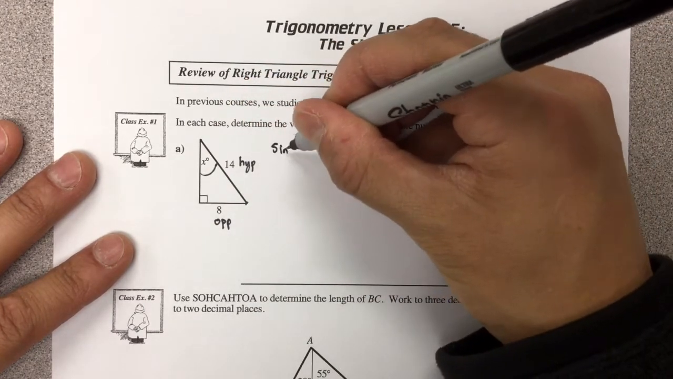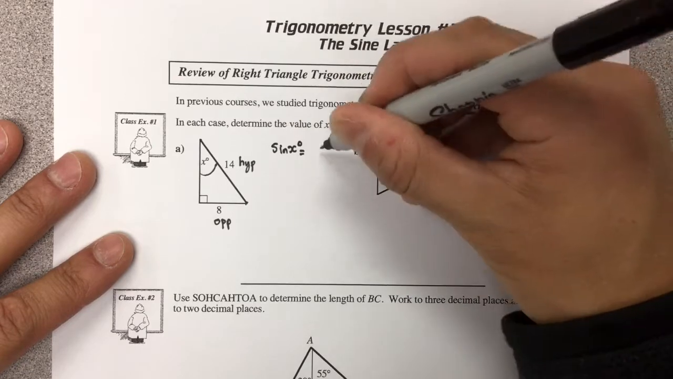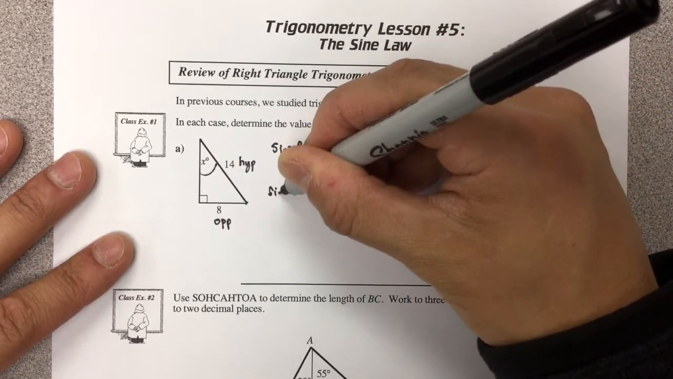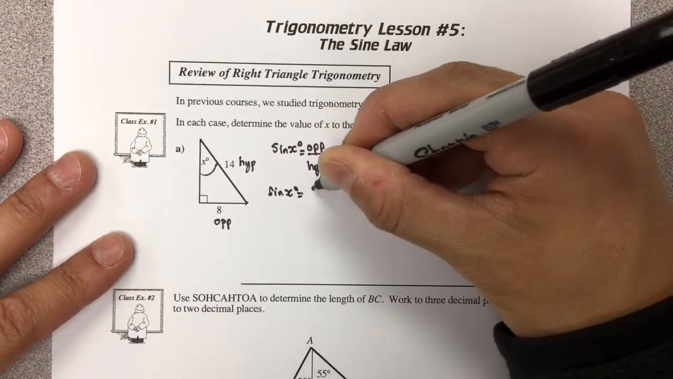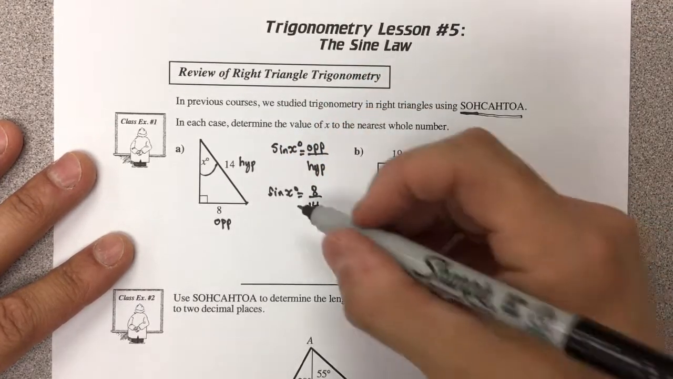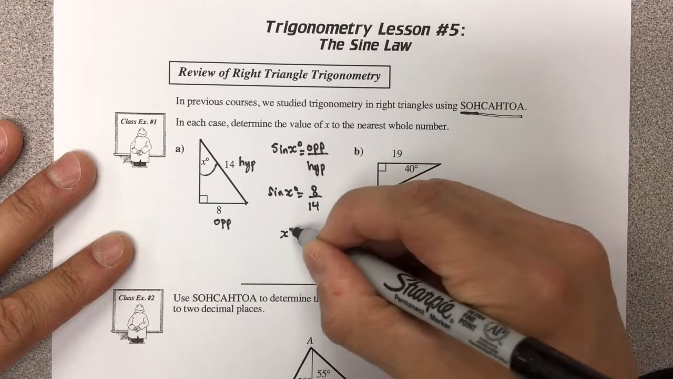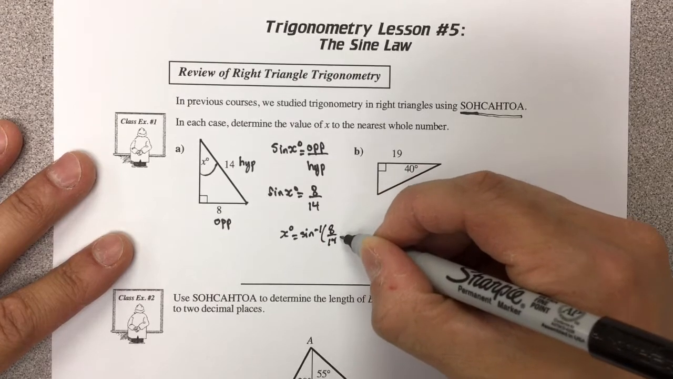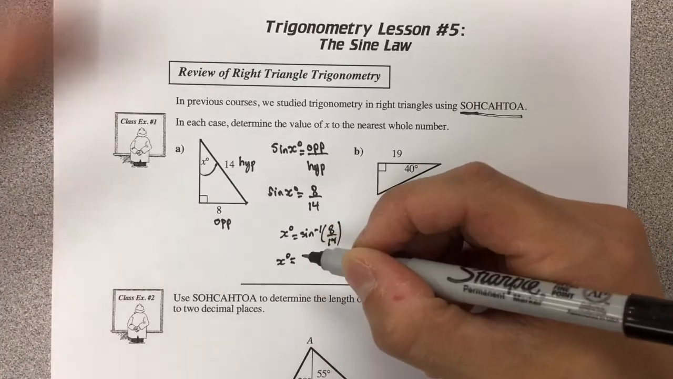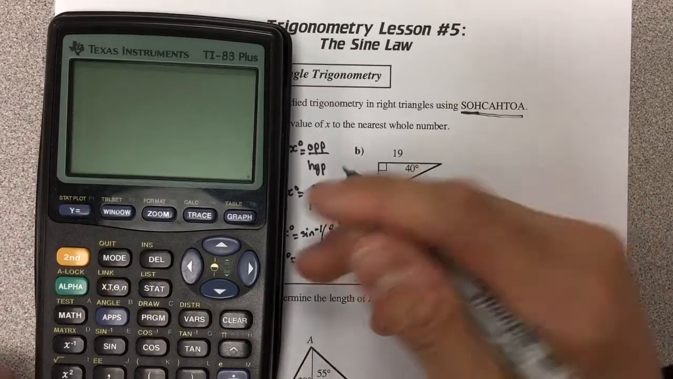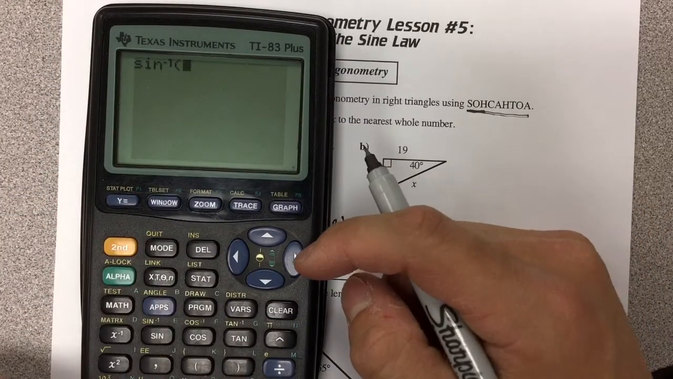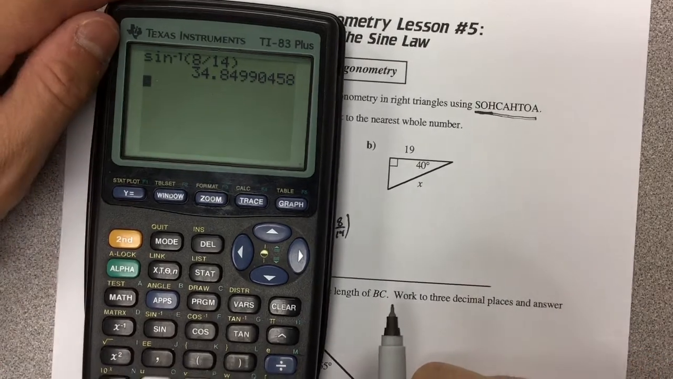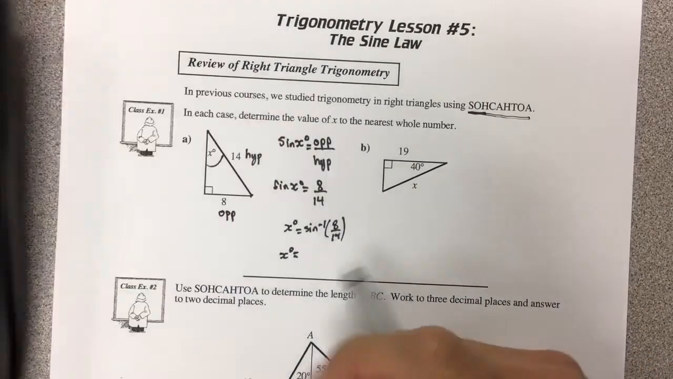Now, sine of x degrees is equal to opposite over hypotenuse. And the sine of x degrees is equal to 8 over 14. Now to find my angle, I need to use the inverse sine of my ratio. So sine -1 of 8 over 14. Inverse sine, so second function sine, 8 divided by 14 is 34 degrees. To the nearest whole number, we'll just round that to 35 degrees.